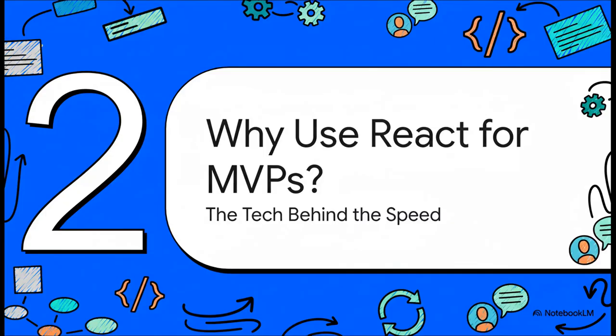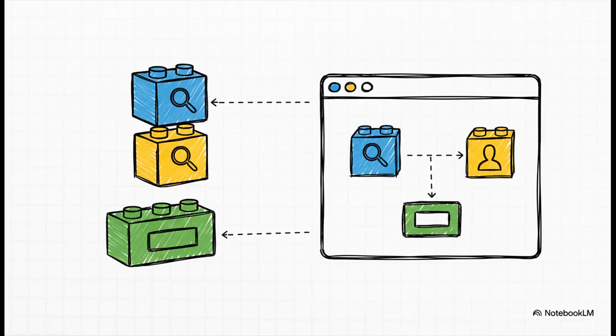Okay, so we're sold on the idea of an MVP, but what do we actually build it with? Let's take a look at why React, that super popular JavaScript library, is so often the go-to tool for this job. Just think of React components like Lego bricks. You build a button once, or a search bar, or a user profile, and then you can reuse that same brick anywhere you want in your app. This whole approach means you can build way faster, updates are easier, and your whole user interface stays consistent.